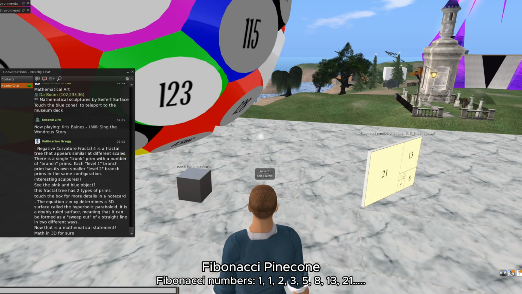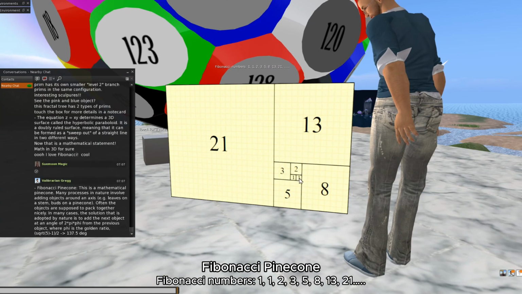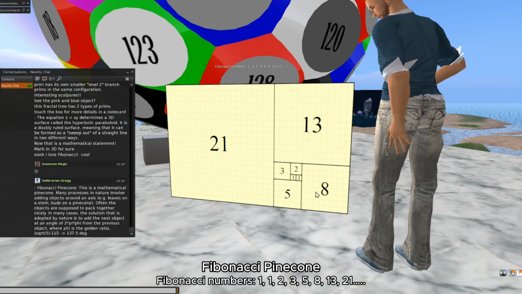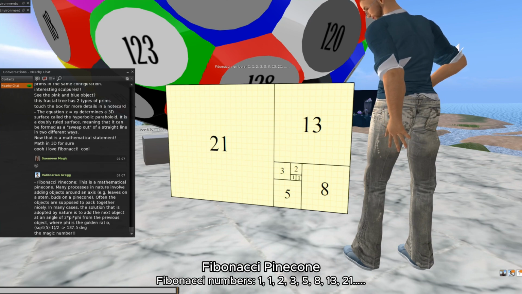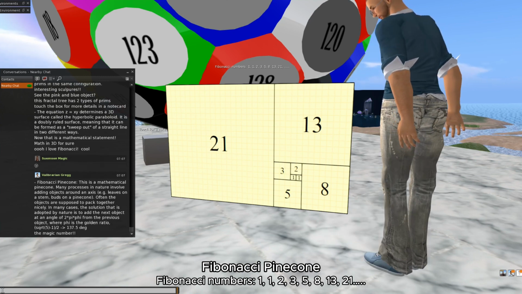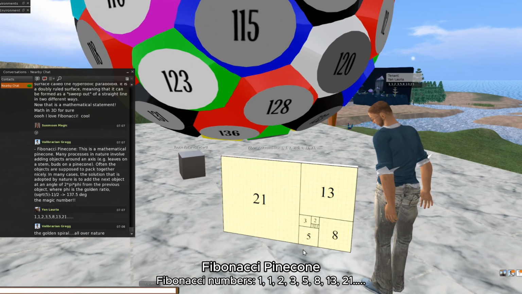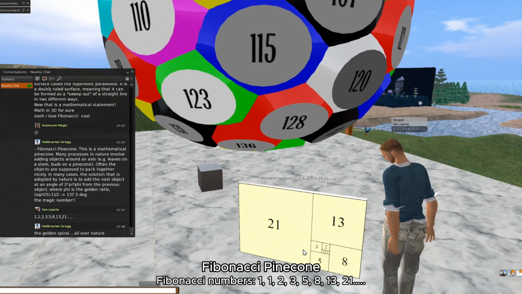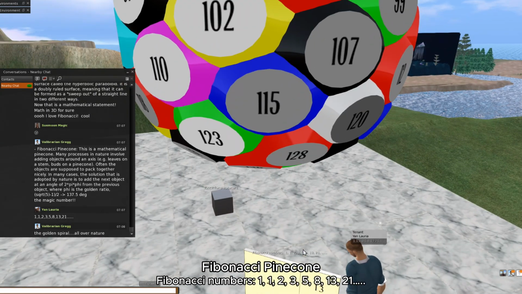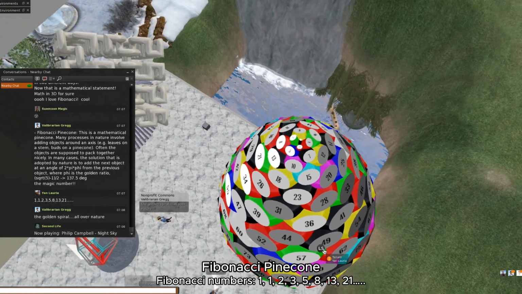And this is a mathematical pine cone. Please see this panel. This is 1, 1, 2, 3, 5, 8, 13, 21. Fibonacci numbers. The Fibonacci numbers appear naturally in pine cones, sunflowers, or trees. Please look down from the sky.